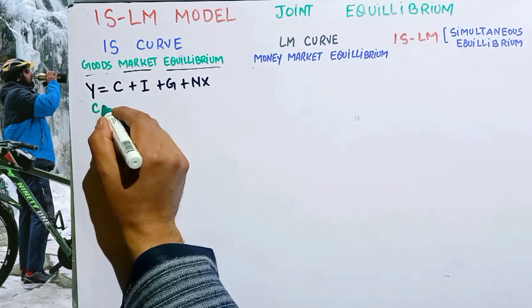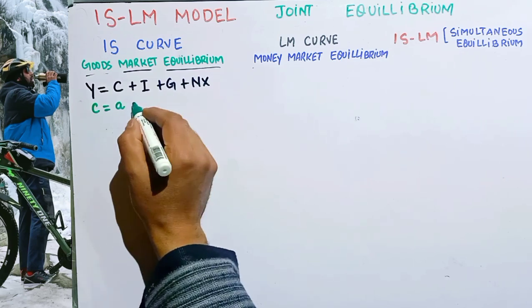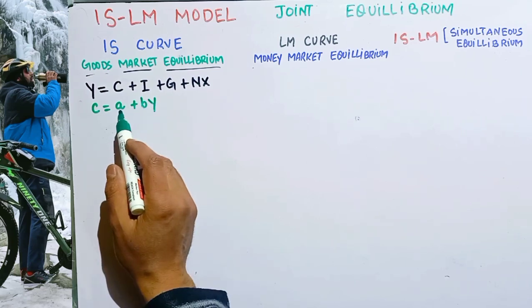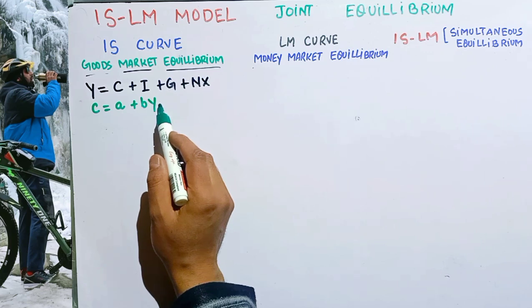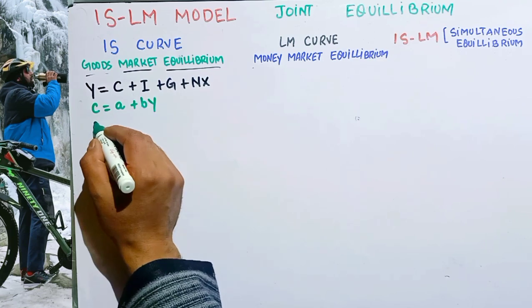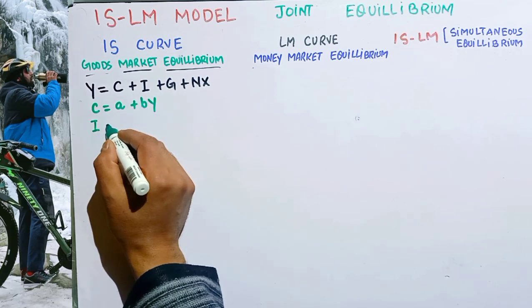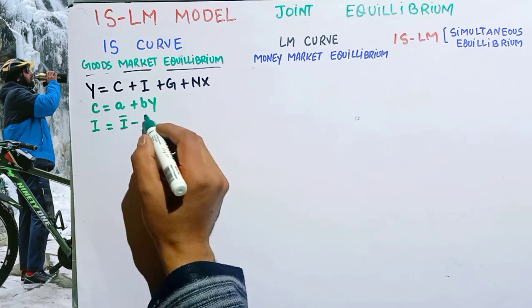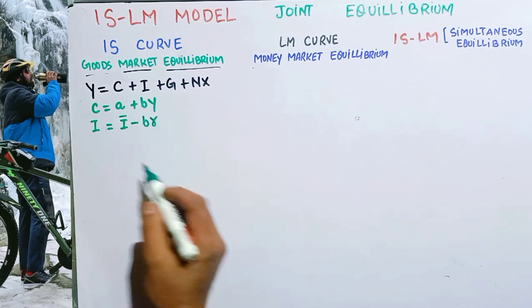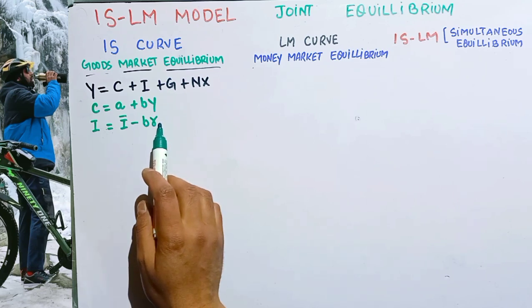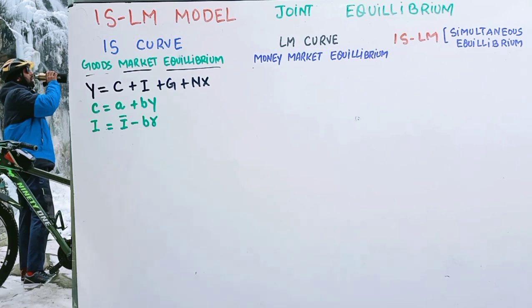Let us say our consumption function is equal to A plus BY. A denotes the autonomous consumption that does not depend upon the level of income, and B is our marginal propensity to consume. Okay, let's write the investment function also. Our investment function will be equal to I bar minus BR, where I bar shows us the autonomous investment that does not depend upon the level of interest rate, which is denoted by R here, and B shows us the marginal propensity to invest here.